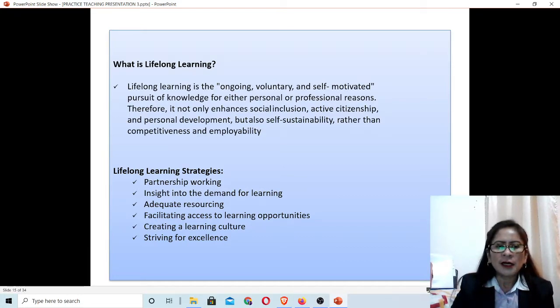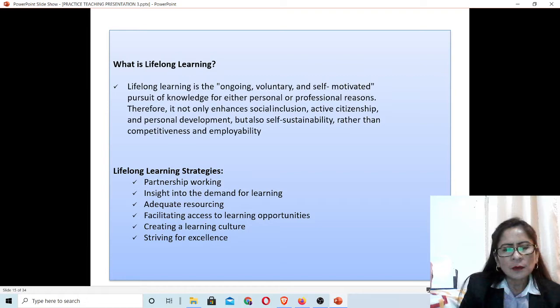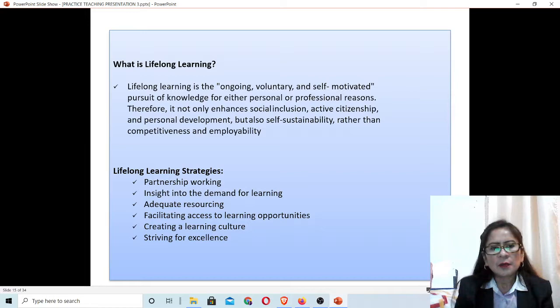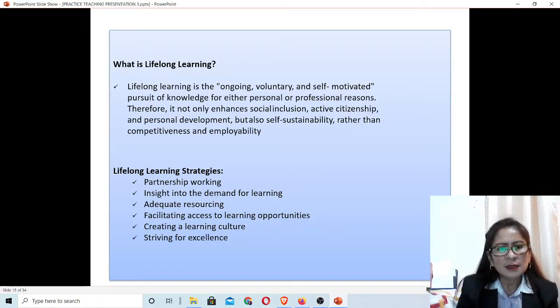What is lifelong learning? Lifelong learning is the ongoing, voluntary, and self-motivated pursuit of knowledge for either personal or professional reasons. Therefore, it not only enhances social inclusion, active citizenship, and personal development, but also self-sustainability, as well as competitiveness and employability.